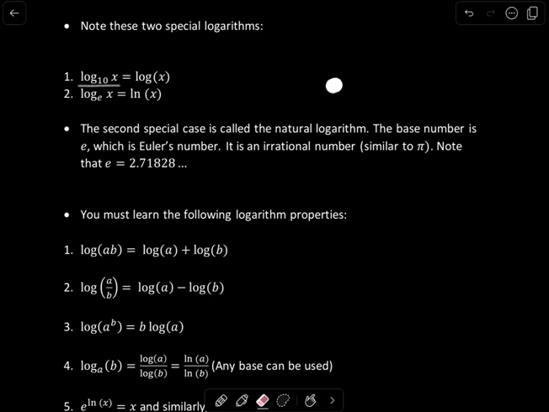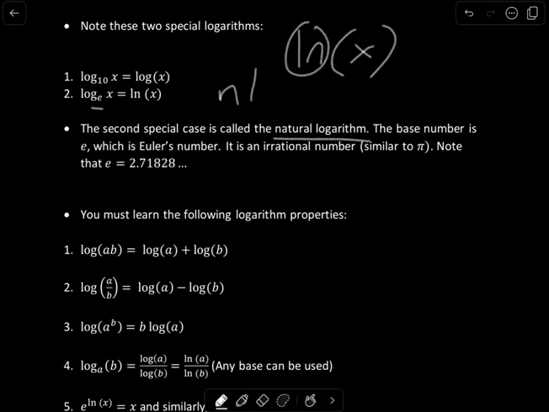Another notation that is extremely common is ln(x), or some people say ln of x. That is log with base e. You may not know what e is. The second special case is called the natural logarithm. It's weird because for natural logarithm it would be nl, but it's ln. I'm looking at the first letters as an acronym, but anyway, it's not English. The base number is e, which is known as Euler's number.